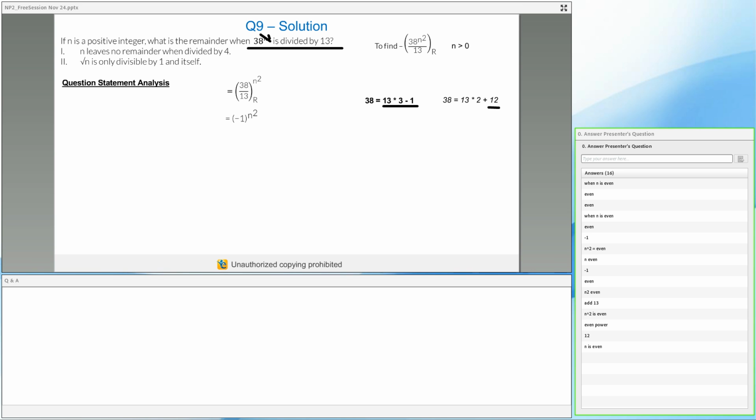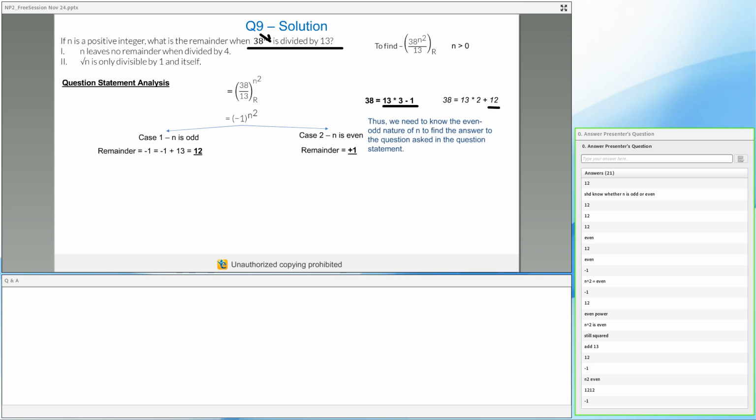What will be the remainder in that case? Yes, you'll get -1, but then you need to add 13 to it to get the remainder as 12. So this is the pre-analysis that I'm talking about, that you need to make these conclusions: that if n is even, I'll get my answer as 1. If n is odd, I'll get my answer as 12. So now, once you do this pre-analysis, you are very clear what you need to find out.